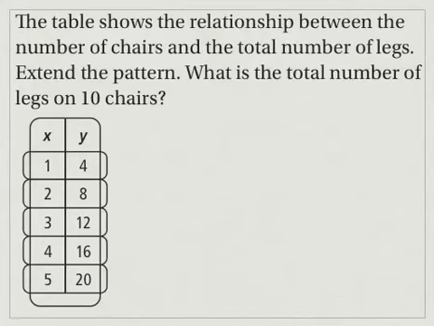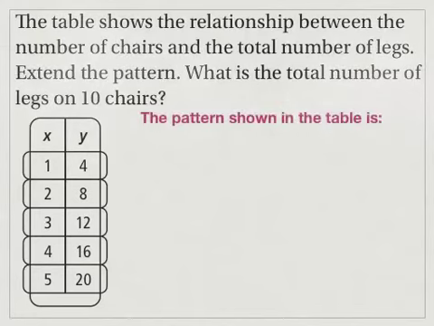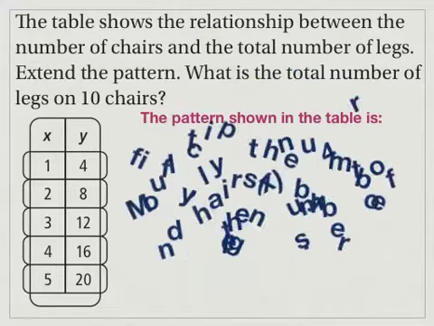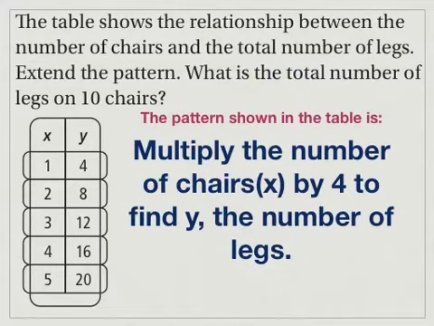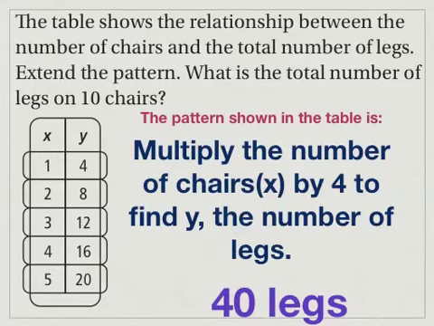If you look at the x values and the y values, for example, look at 1 and 4. What can you do to 1 to get 4? What can you do to 2 to get 8? You're trying to find the same thing that you can do to all of your x values to get the correct corresponding y value. So the pattern shown in the table is that you can take the x value, the number of chairs, and multiply it by 4 to find y, the number of legs. So if we wanted to find the number of legs on 10 chairs, we could multiply 10 times 4 and find that on 10 chairs you would have 40 legs total.